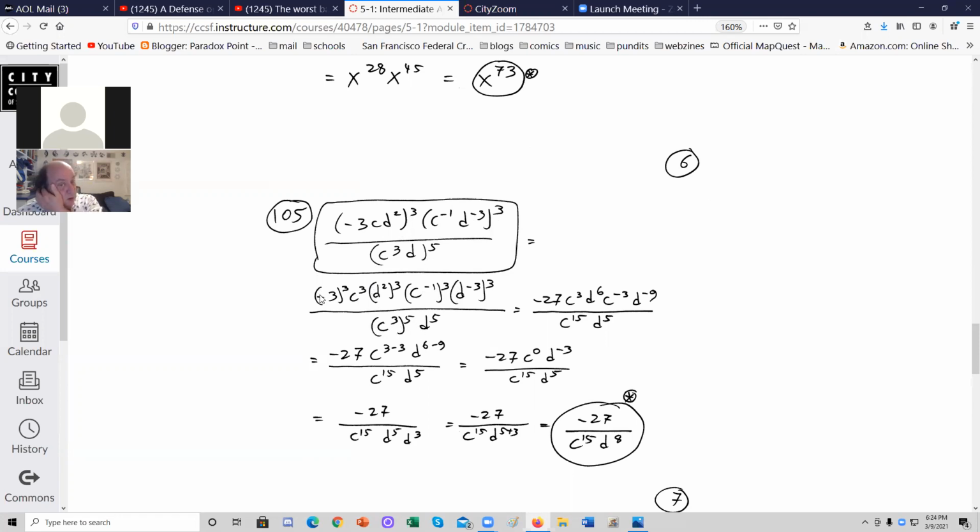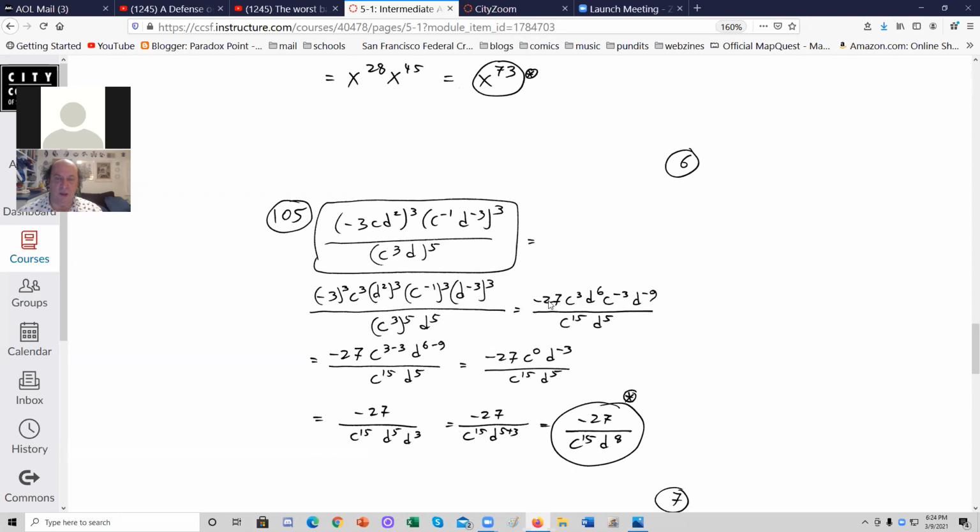All right, negative 3 cubed is a negative 27. Here's a c cubed. D to the second to the third, you multiply the 2 times 3 and get d to the sixth. C to the negative 1 cubed, you multiply negative 1 and 3 to get c to the negative 3. D to the negative 3 cubed, you multiply negative 3 and 3 and get d to the negative 9. Here, c cubed to the fifth, multiply the powers and get c to the 15th and d to the fifth. Okay, well, all right, let's combine things.